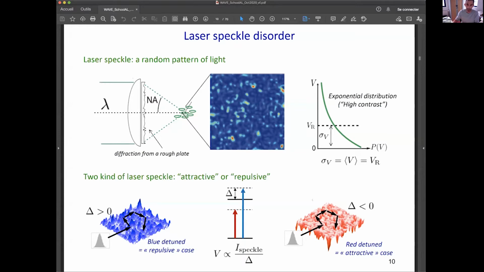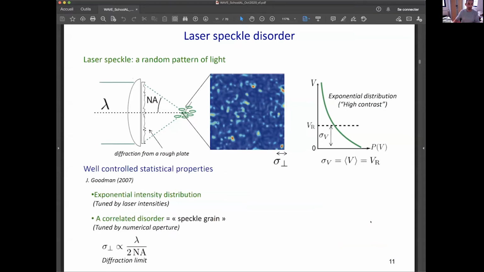Just to say that these two potentials, I won't comment too much, are in fact very different in essence, since they have different probability distributions, so they have different statistics. So that's for the potentials that we can do.